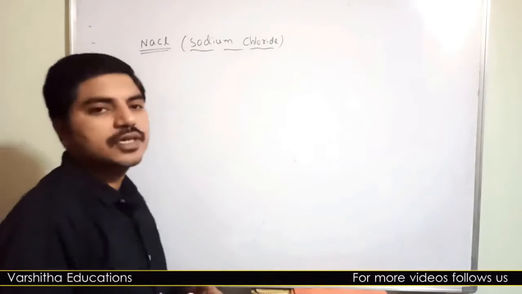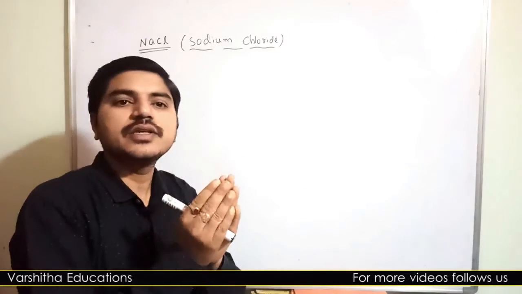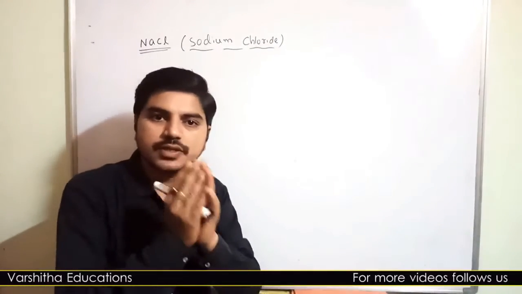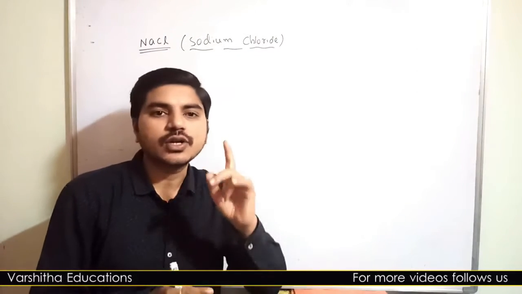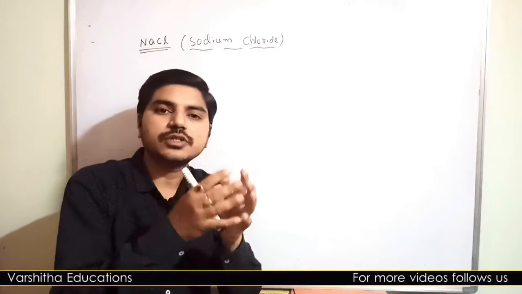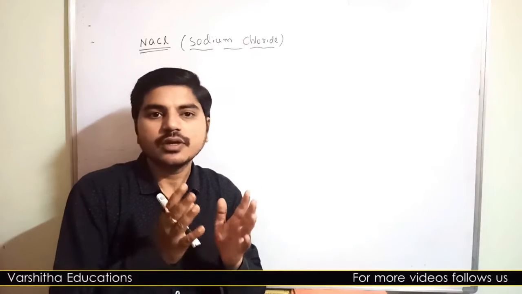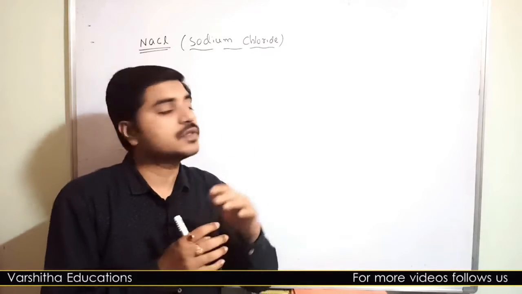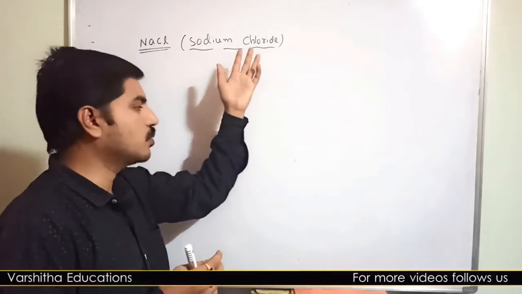Sodium chloride: Na is sodium, a positive ion, and chlorine is a negative ion. Between the sodium and chlorine, an ionic bond is formed. This is the sodium chloride bond.